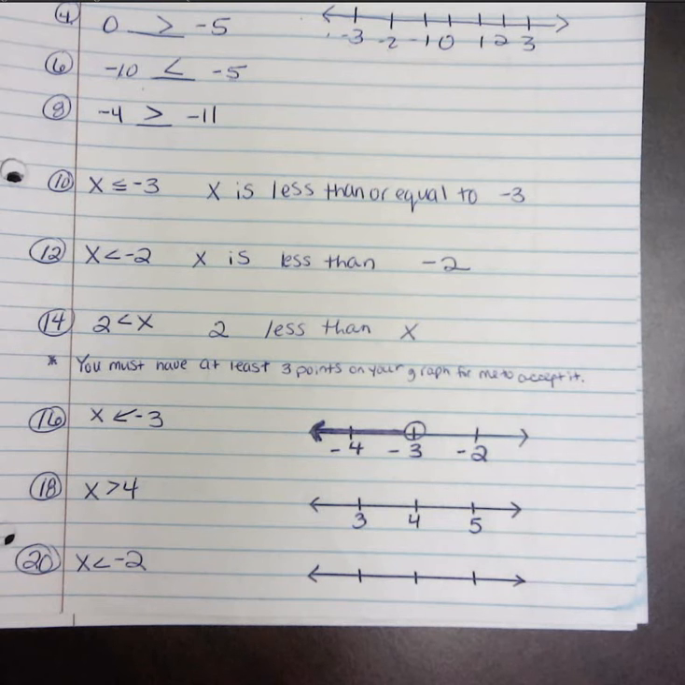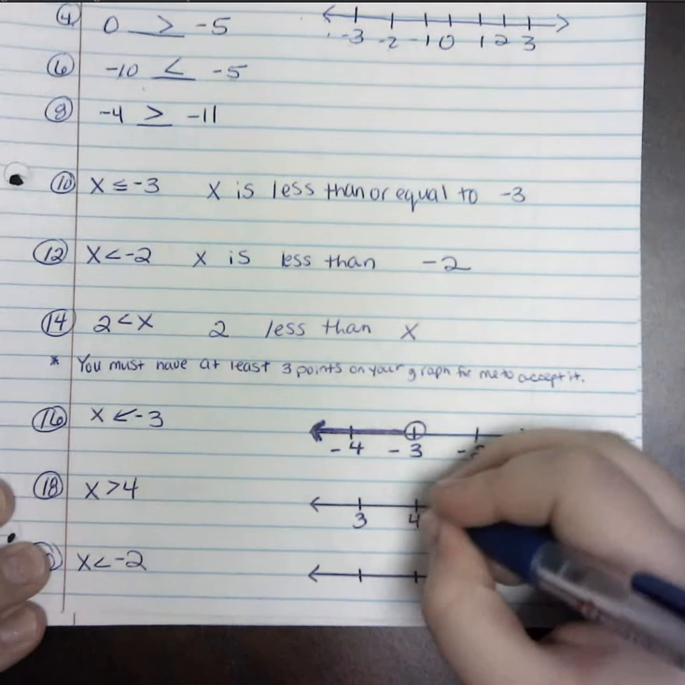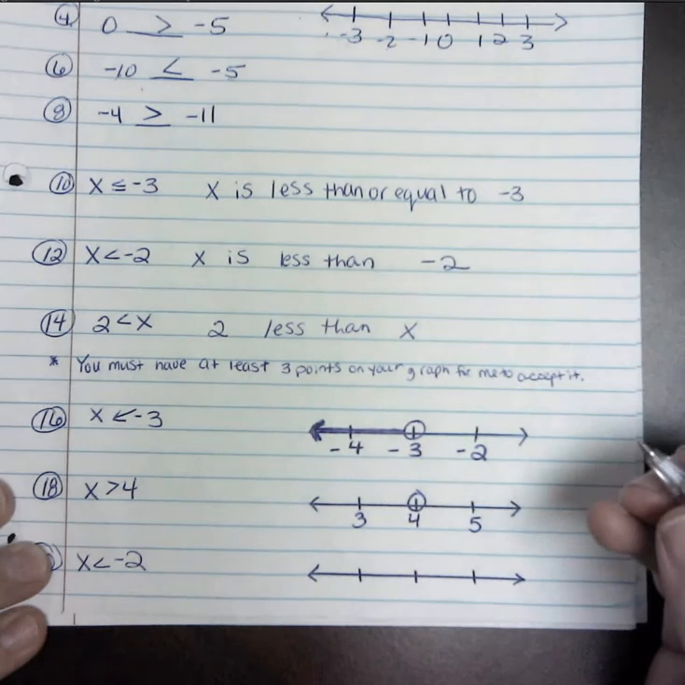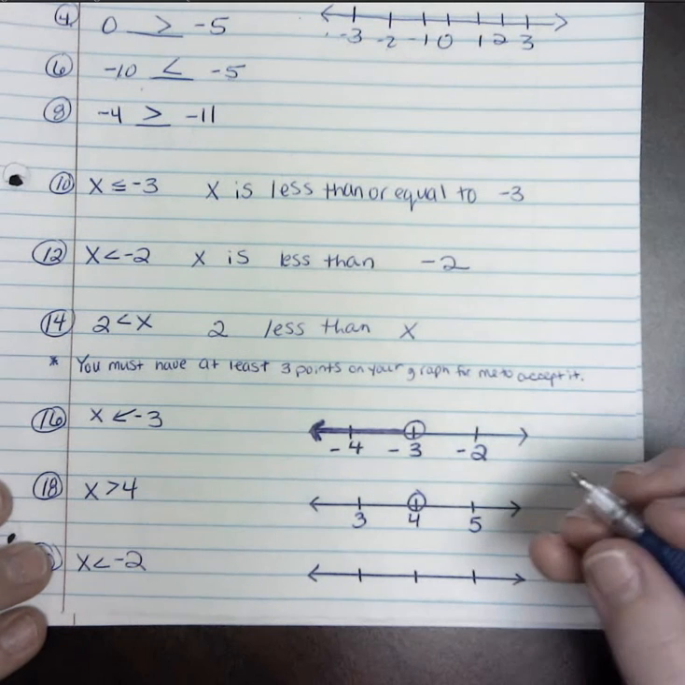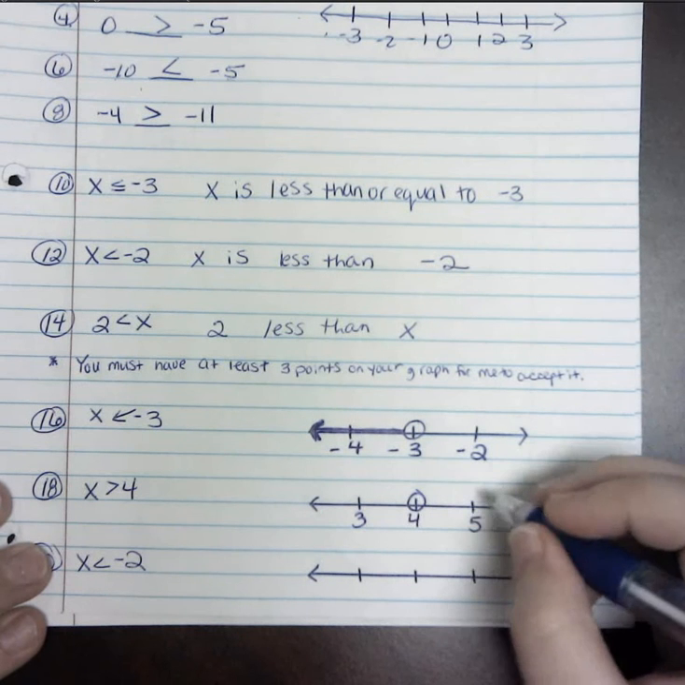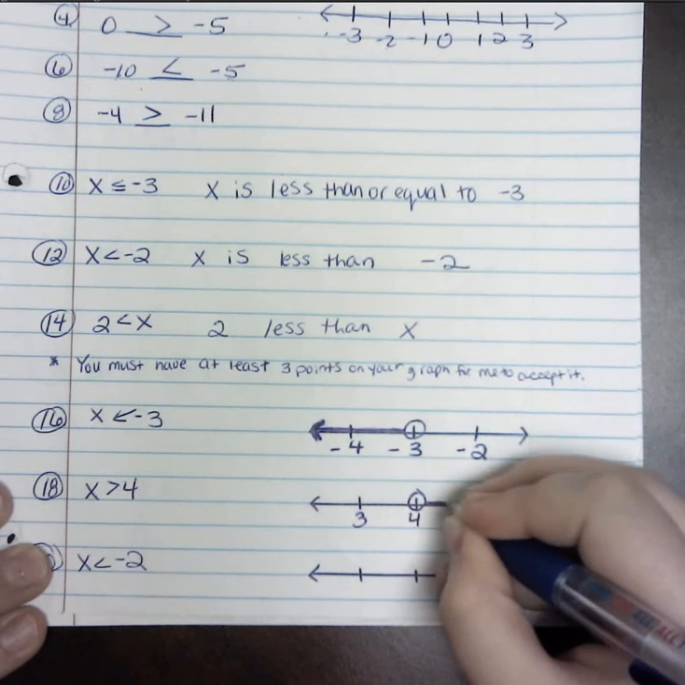So I'm going to use an open circle because I used a greater than symbol, and at the top of our paper, remember we wrote that less than and greater than have an open circle. And then it says that x is greater than 4. Numbers that are greater than are going to be this way, so I'm going to shade this way.